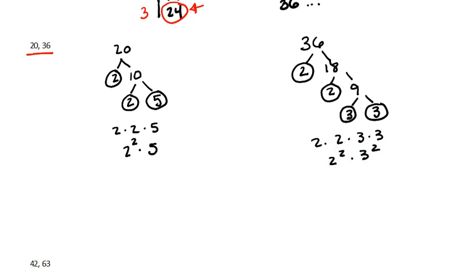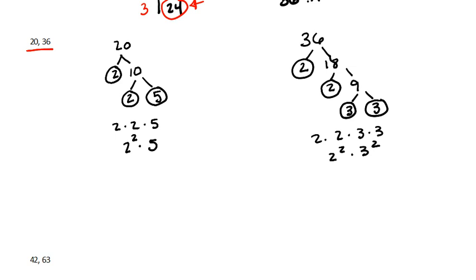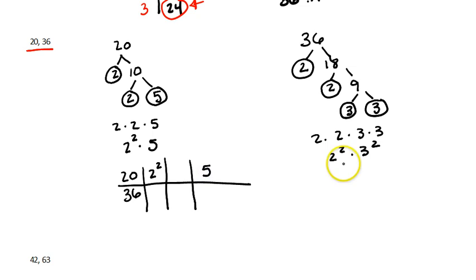Now we're going to use the tables like we used for greatest common factor. I have the number 20 and the number 36. This is what I'm going to build my table for. The factors of 20 were 2 to the second. I'm going to skip a space for 3 and 5. For 36, they were 2 to the second and 3 to the second.